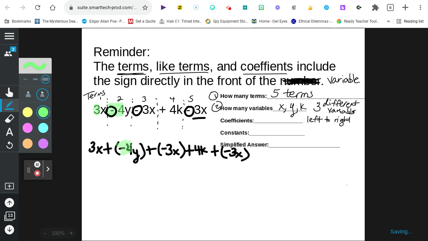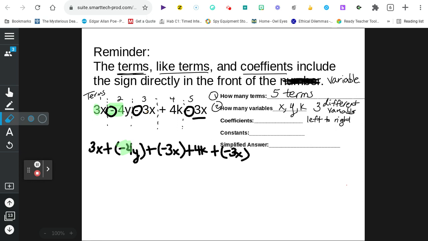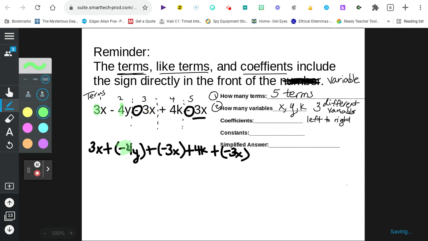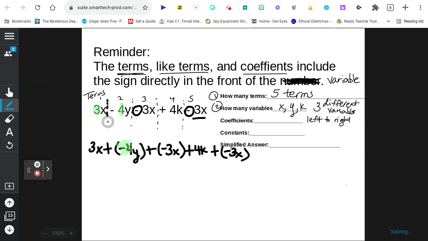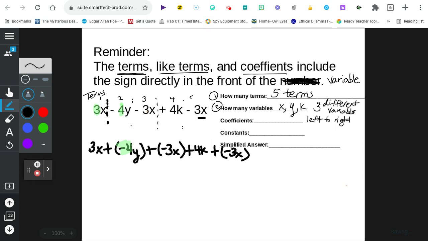If it's easier for you to rewrite it as all addition, fine, rewrite it as all addition. But what I normally tell students is just to look at the sign in front. If it's a minus sign, your coefficient is actually negative. If it's a plus sign, your coefficient is actually positive, okay? Easiest way to remember it.